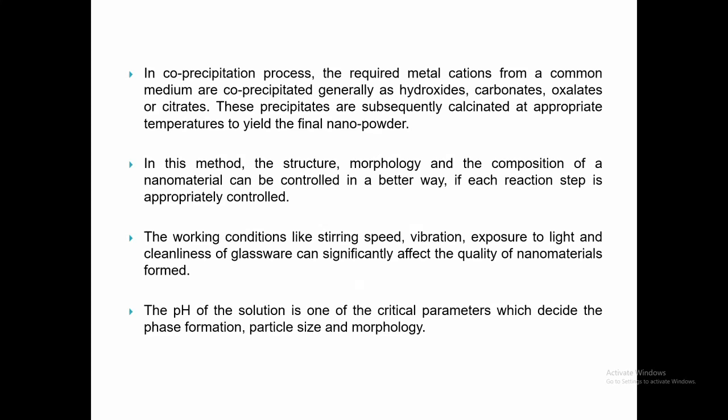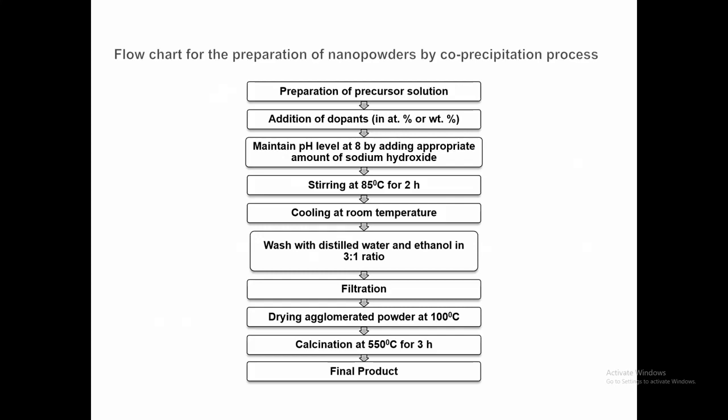The working conditions like stirring speed, vibration, exposure to light and cleanliness of glassware can significantly affect the quality of nanomaterials formed. The pH of the solution is one of the critical parameters which decide the phase formation, particle size and morphology. This flowchart shows the various steps involved in nanomaterials preparation by co-precipitation method.